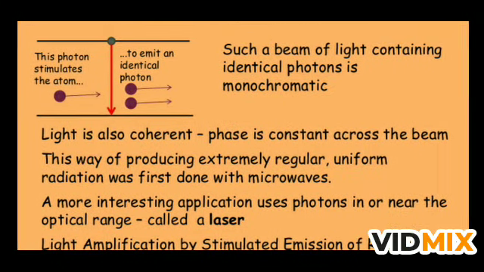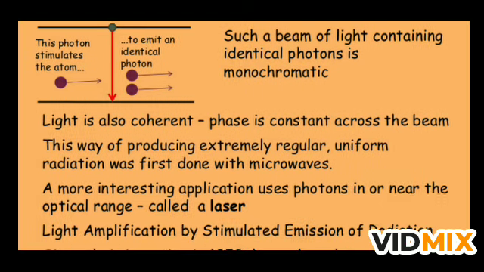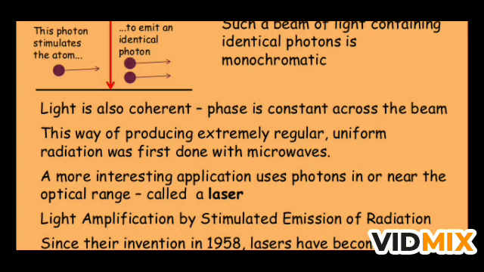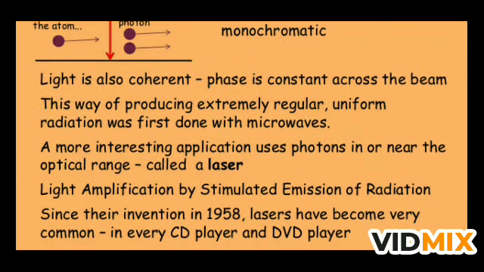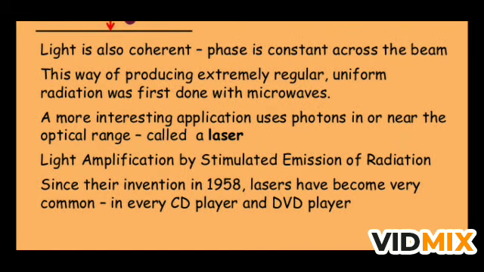So in this diagram, you see a photon stimulates the atom to emit two identical photons. Such a beam of light containing identical photons is monochromatic. Light is also coherent; the phase is constant across the beam. This way of producing extremely regular uniform radiation was first done with microwaves, and the more interesting application uses photons in or near the optical range, called a laser. The full form of laser is light amplification by stimulated emission of radiation.